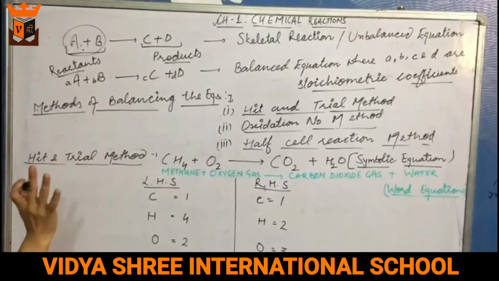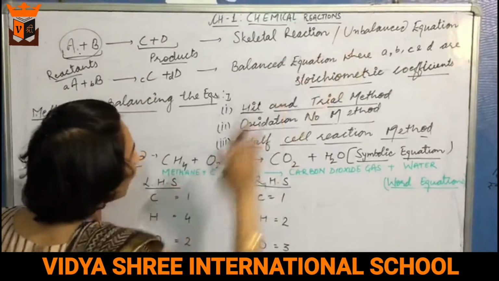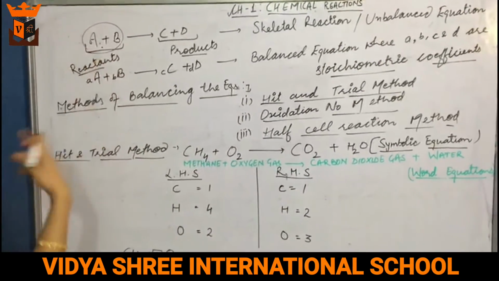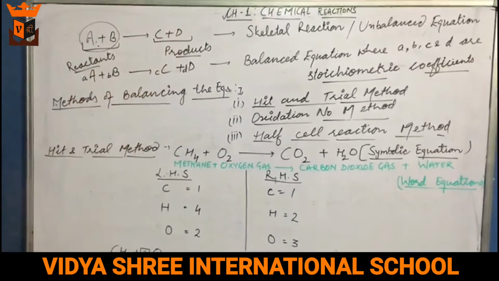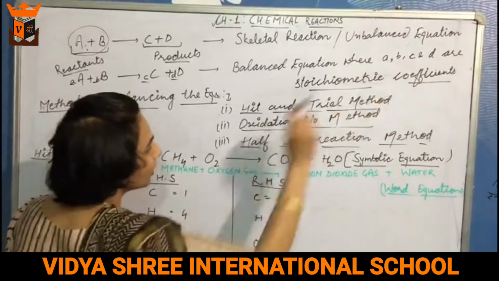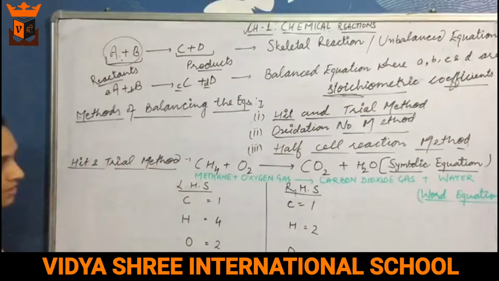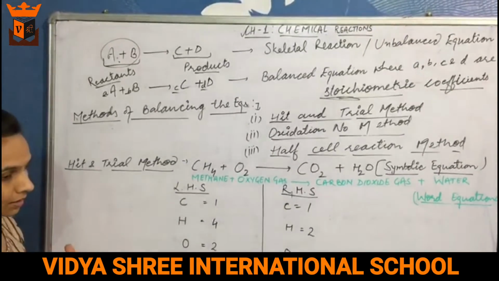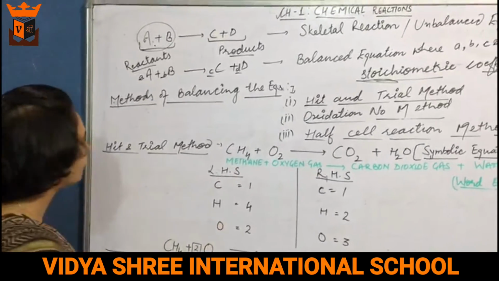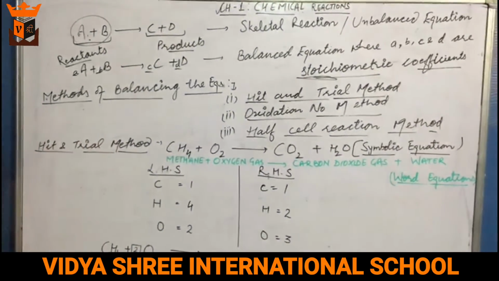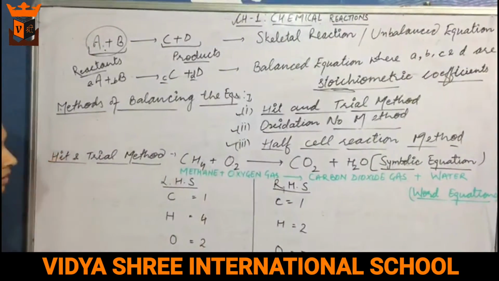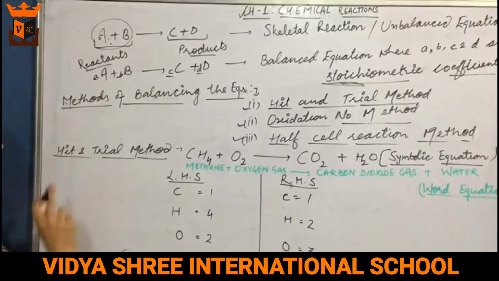See, here no coefficients are there, so this is a skeletal reaction or unbalanced equation, where the number of atoms of the reactants are not equal to the number of atoms of the products. Here small a, small b, small c, small d are stoichiometric coefficients. Stoichiometric coefficients means, you can say, the ratio, the number of molecules, moles in a proper ratio. There are a number of methods of balancing equation: hit and trial method, oxidation number method, half cell reaction method. First of all, we'll be dealing with hit and trial method.